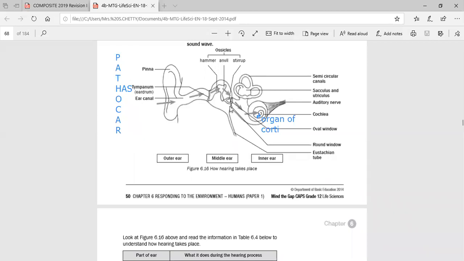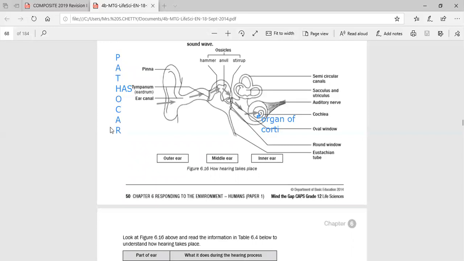And finally, any extra pressure waves in the inner ear are absorbed by this third membrane called the round window. So there's your round window. The function of the round window is to absorb all the extra pressure waves set up in the inner ear. So Pat has O-car, or what does O stand for? Anything you want, like the name of any car that starts with O. I can't think of anything right now.